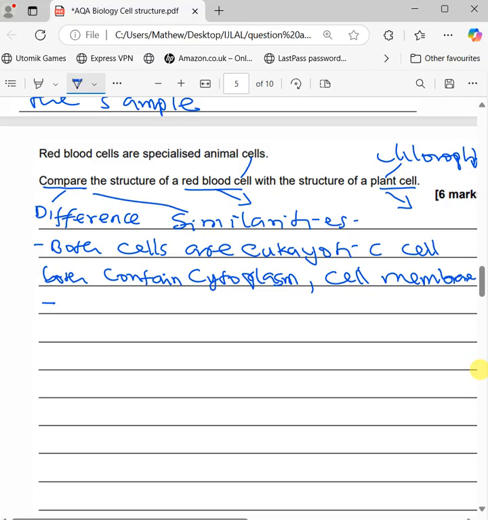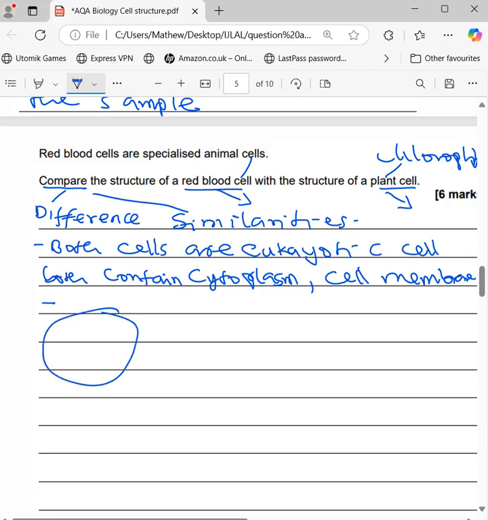Now, while plant cells have a cell wall, red blood cells do not have a cell wall. Plant cells have mitochondria. Red blood cells do not have mitochondria. Red blood cells have a biconcave disc shape, which enables them to change size and shape to fit into the blood vessel, while plant cells do not have to do that. So that is how you answer this question.